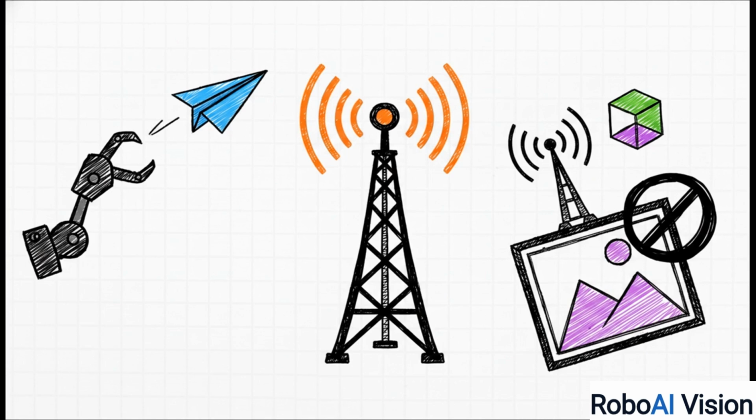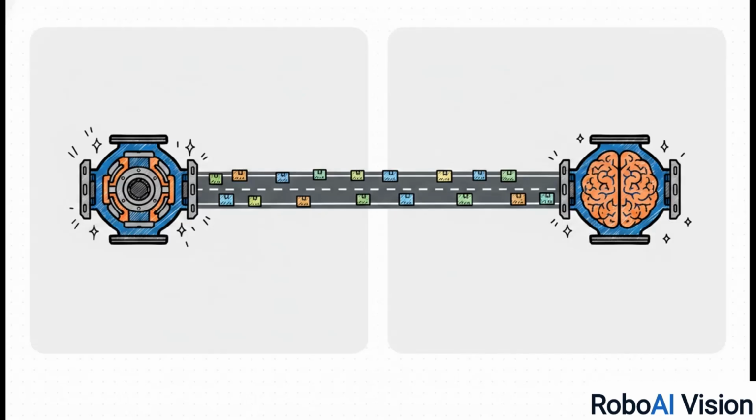The publisher just shouts the data out into the void. It doesn't wait around to see if anyone is listening. To put it simply and really lock this concept in, the nodes are the engines.